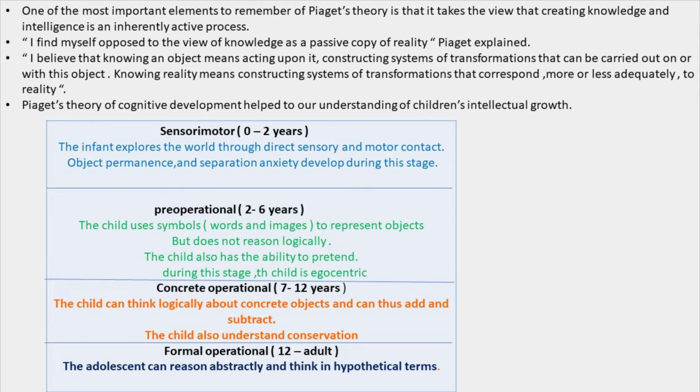Concrete operational. The child can think logically about concrete objects and can thus add and subtract. The child also understands conservation. Formal operational, 12 years to adult. The adolescent can reason abstractly and think in hypothetical terms.